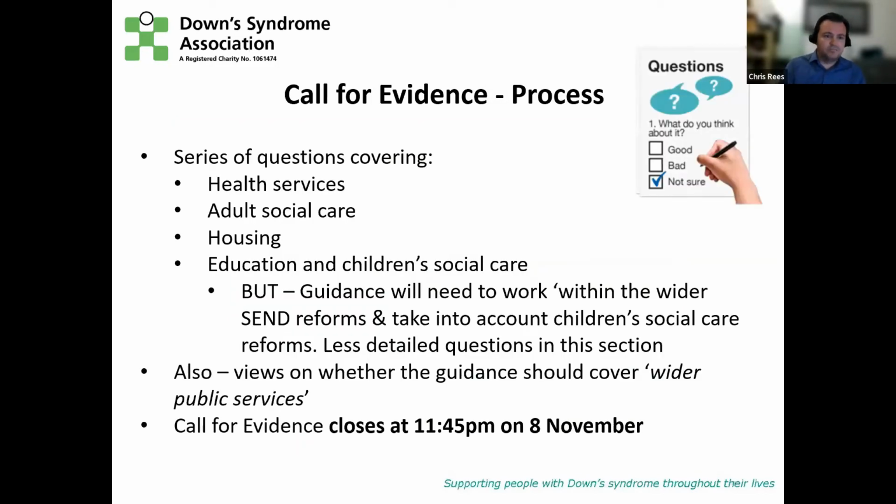The call for evidence process is a series of questions, and again, it reflects the Down Syndrome Act. The questions cover health services, adult social care, housing, which is a slight difference we'll talk about in a second, and then education and children's social care. One of the caveats in this call for evidence, which we talked about during the legal events when we were looking at the wording of the Act, is that the Act doesn't require any additional rights or provisions for people with Down syndrome. Therefore, it needs to reflect the other laws and statutory guidances within all those areas of health, social care, housing, etc.